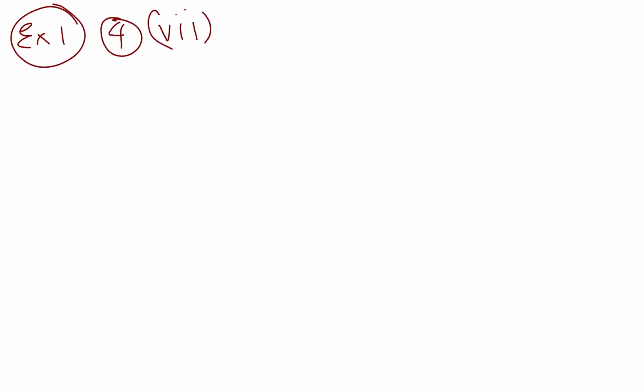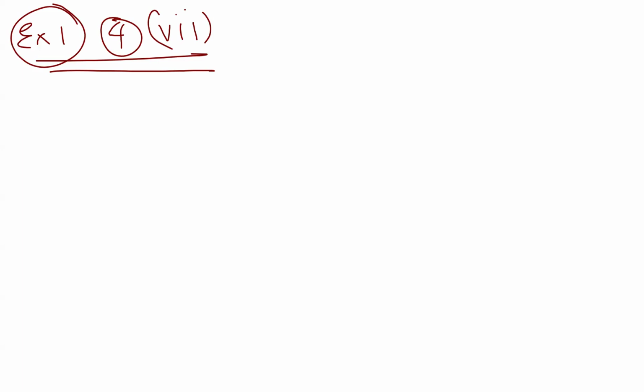So I'm just reading the problem number 7, exercise number 1. Exercise number 1, question number 4, sub question 7. A rectangular garden 10 by 16 is to be surrounded by a concrete walk of uniform width. Now this statement is quite confusing.